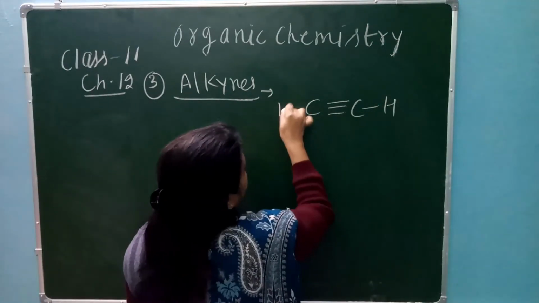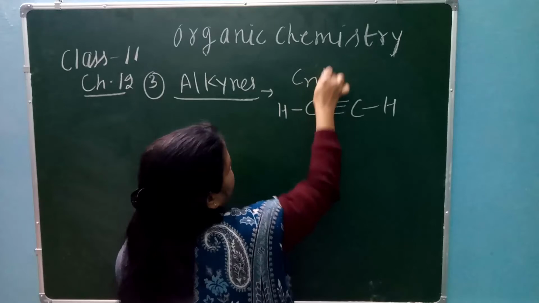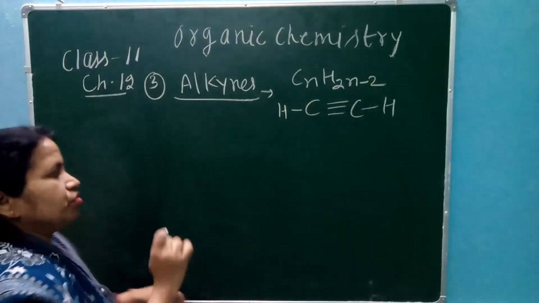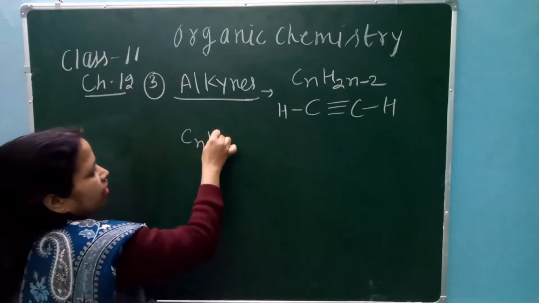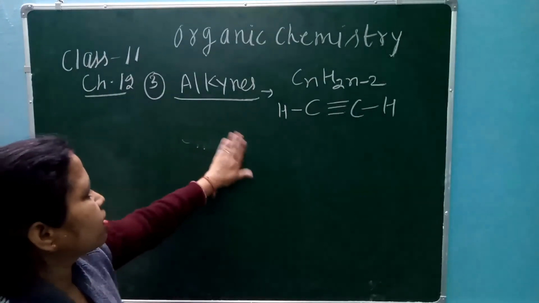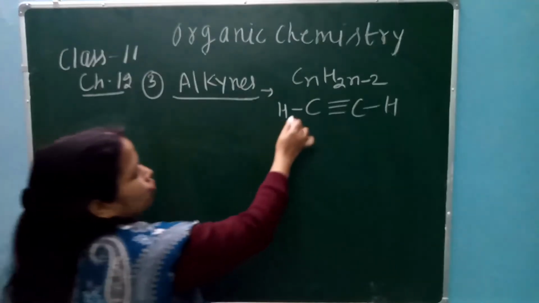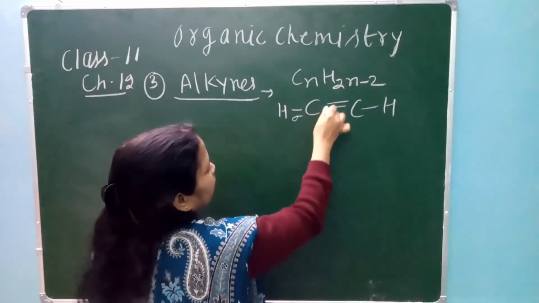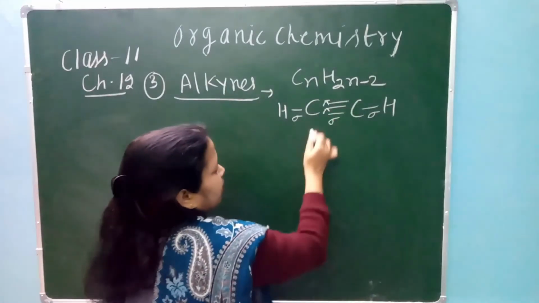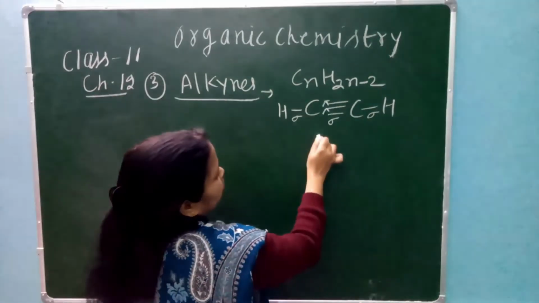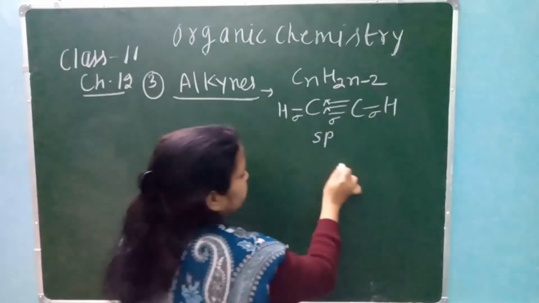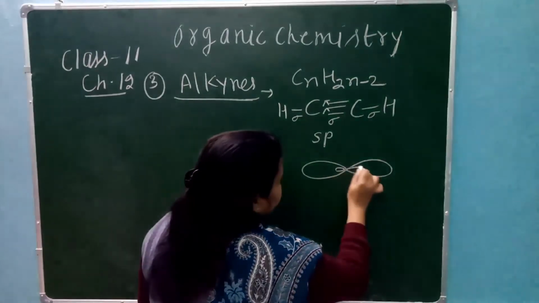This is acetylene. The general formula of alkyne is CnH2n-2. For alkene, the general formula is CnH2n. This is the alkene. Clear? Now the next example, acetylene. So sigma bond, pi bond. How many sigma and pi bonds are there in each carbon atom? Two sigma bonds, so hybridization is sp. How do you make sp? Linear. This is sp hybridization.